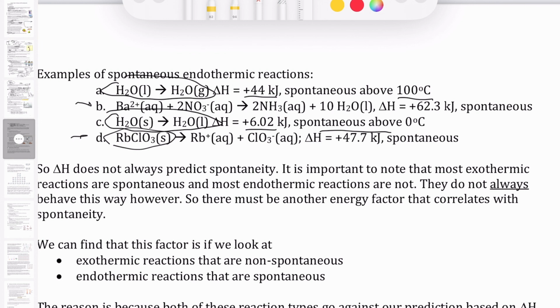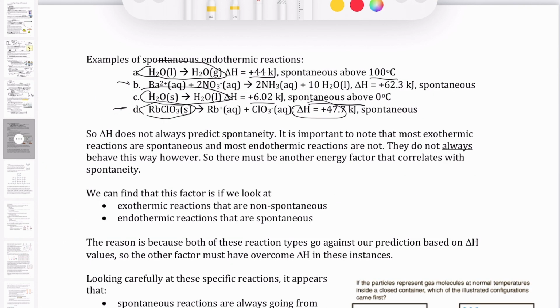This one right here is just the dissolution of the salt, rubidium chloride. If you take rubidium chloride and put it in water, it will spontaneously dissolve, and the salt will dissociate into ions, even though the delta H is a positive value. What we just learned is that delta H doesn't predict spontaneity.